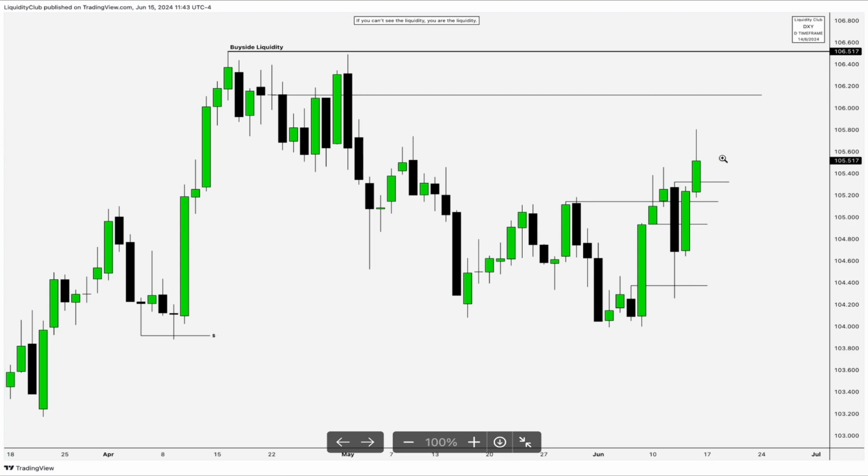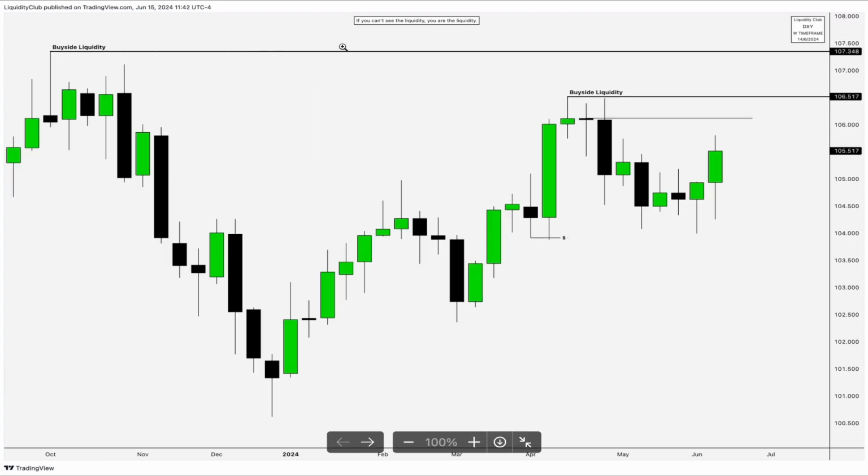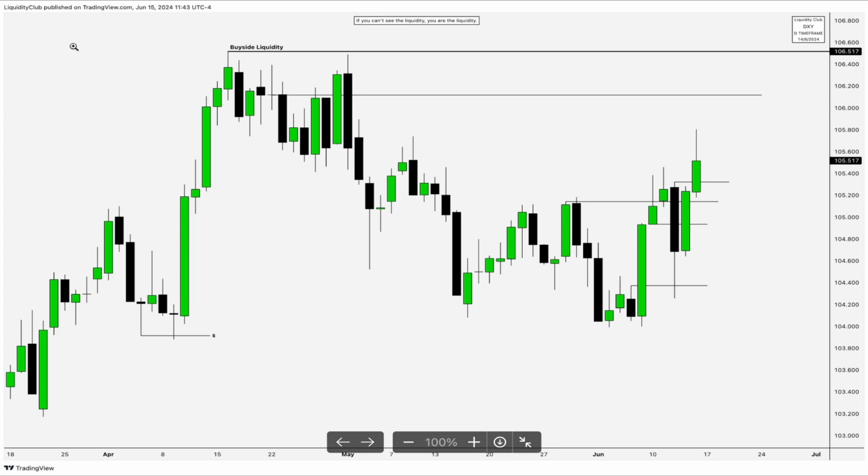So this is my playbook for DXY. I'm looking for higher prices to attack these intermittent highs and this high. So that's going to be pretty much it for DXY.